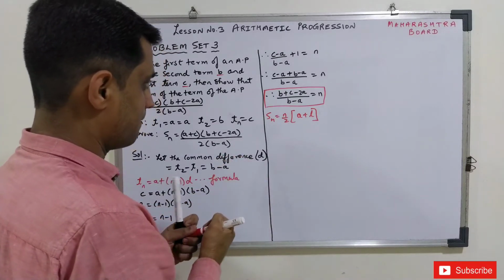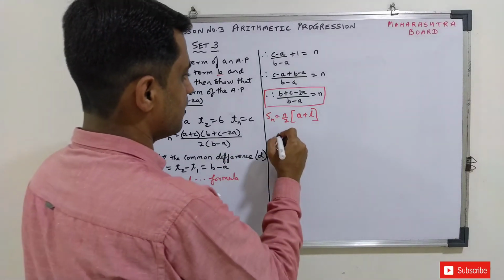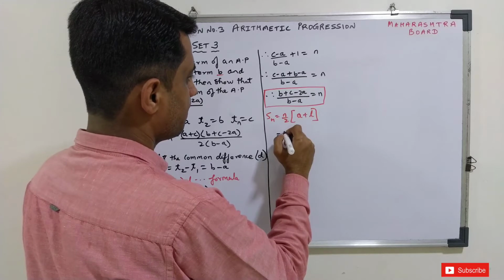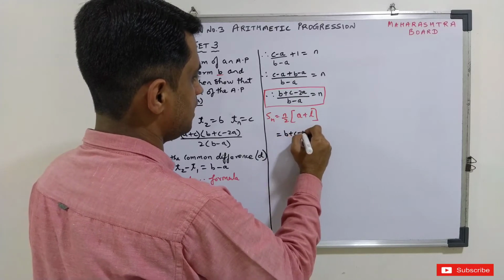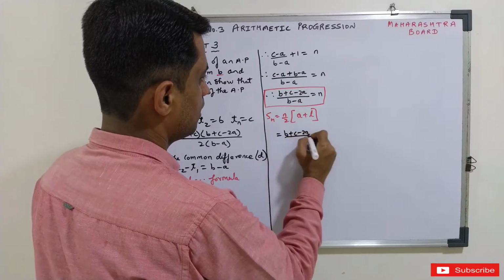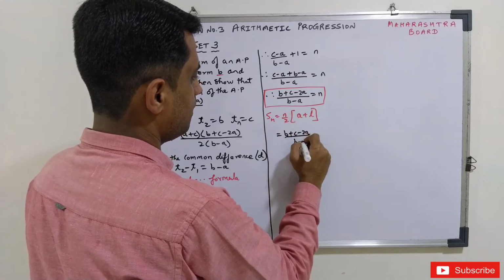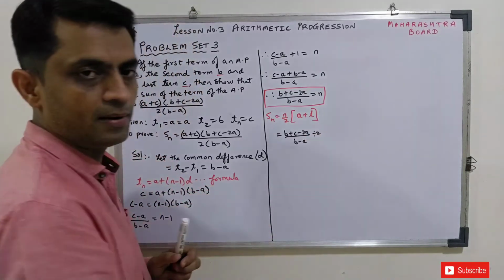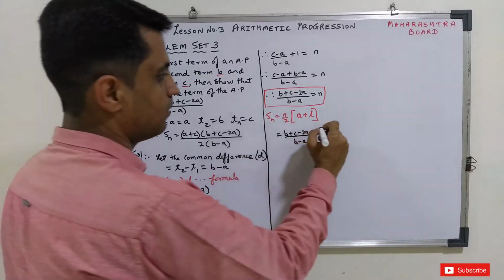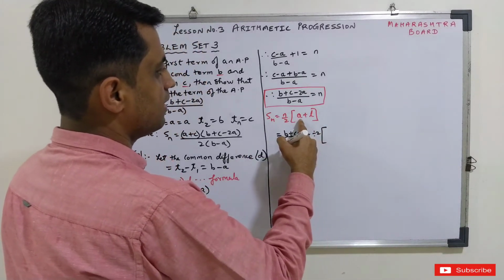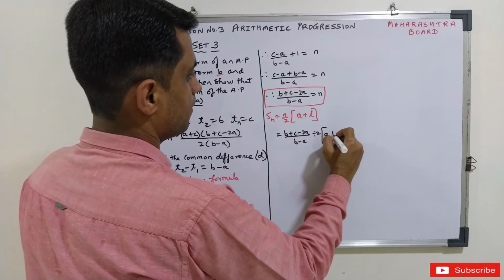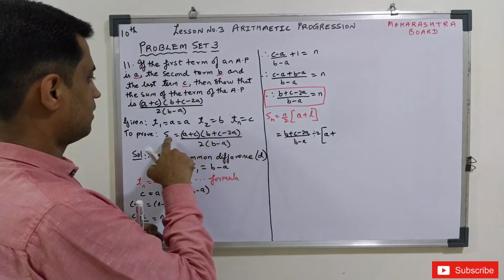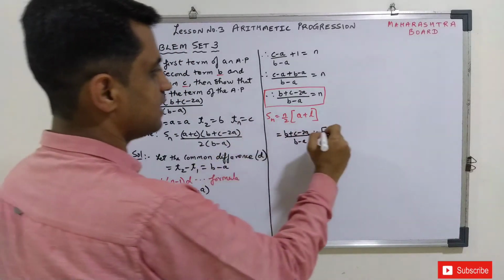Now n upon 2, what is our n? Our n is (B plus C minus 2A) upon (B minus A divided by 2). I am writing a divide by 2 here. What is our first term? Our A is A. What is our last term L? L means this last term, that is C.